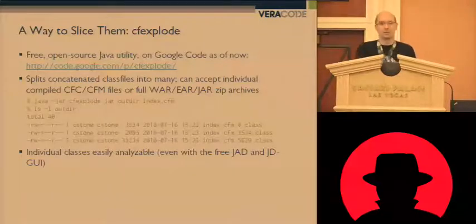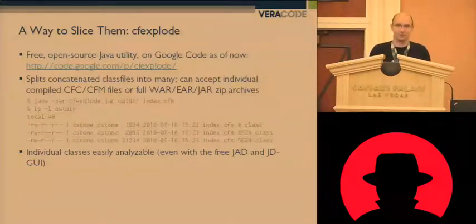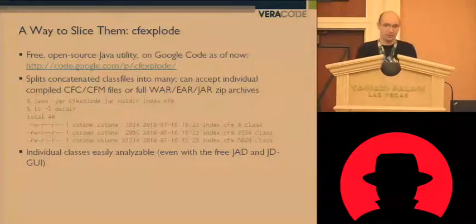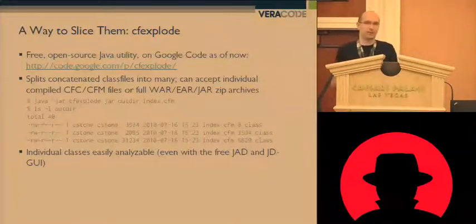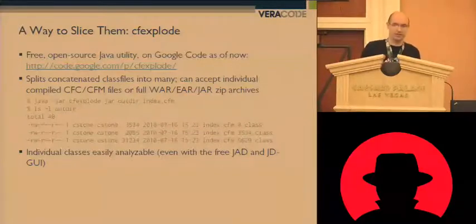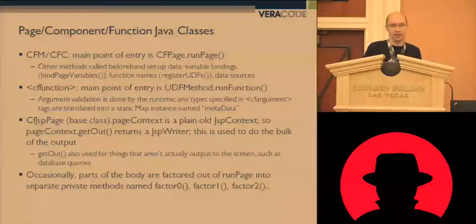As I mentioned, they use a fairly non-standard format for bundling up classes, instead of using a JAR or multiple files. So we wrote a quick utility to undo this. It says as of now, but I haven't gotten around to adding that yet, but I promise to have it up by the end of the night. It's a free open source Java utility that unpacks all of these compiled files. If you run across files that have been precompiled with cfcompile.bat or .sh, you can use this tool to generate individual files, which you can then load into JAD or JD-GUI.